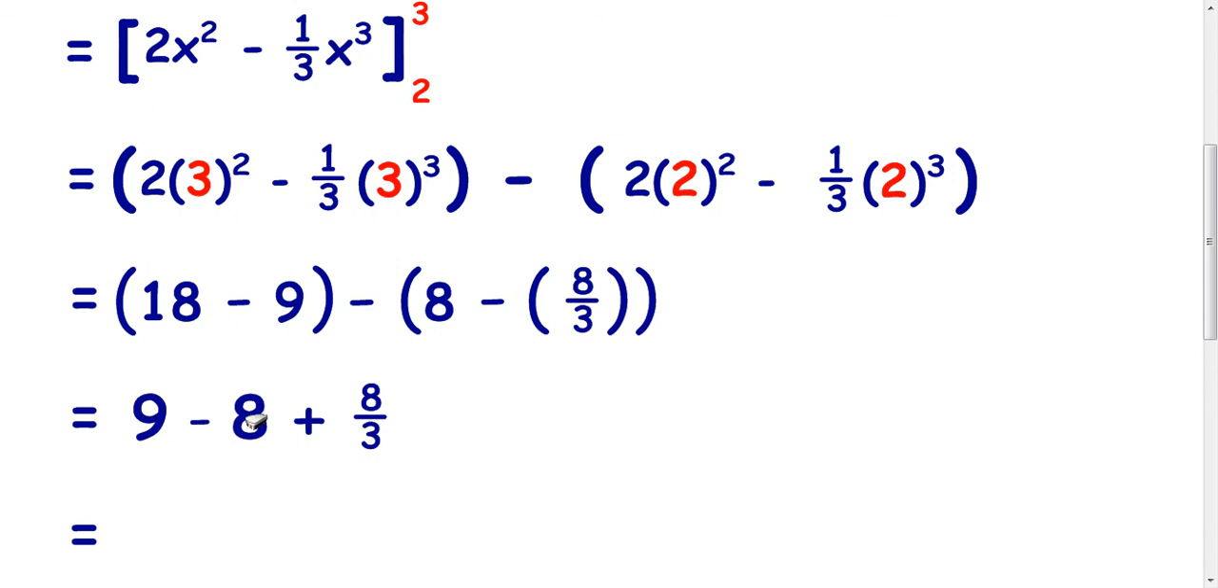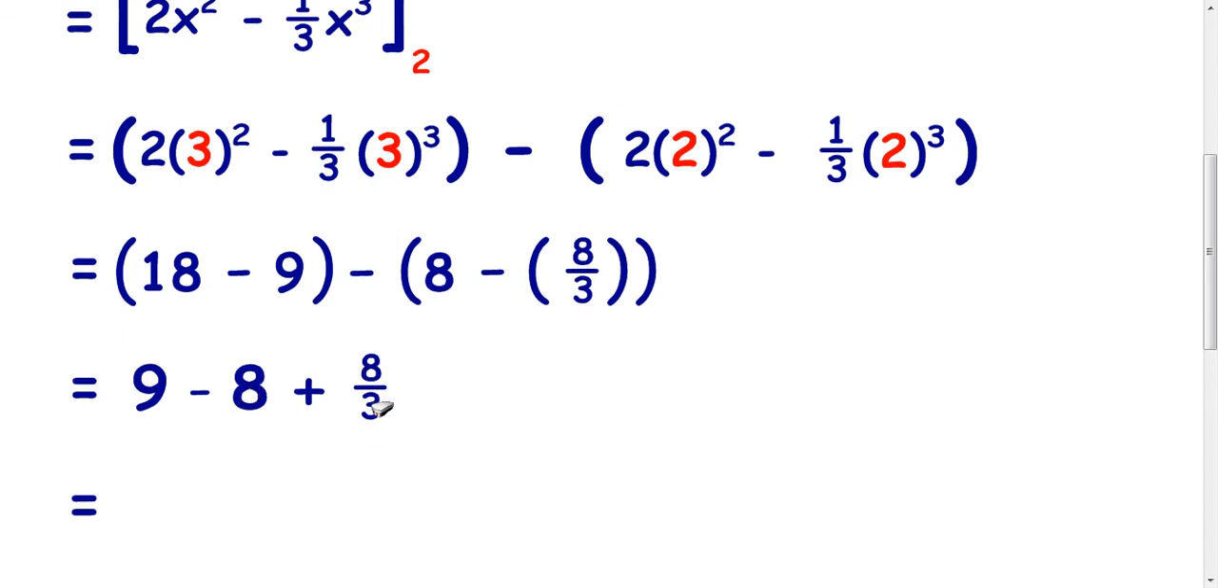Right, so 9 take away 8 is 1. 8 over 3, that's 2 and 2 thirds. 3 2s are 6 with 2 remainder. So 1 plus 2 and 2 thirds is 3 and 2 thirds units squared.